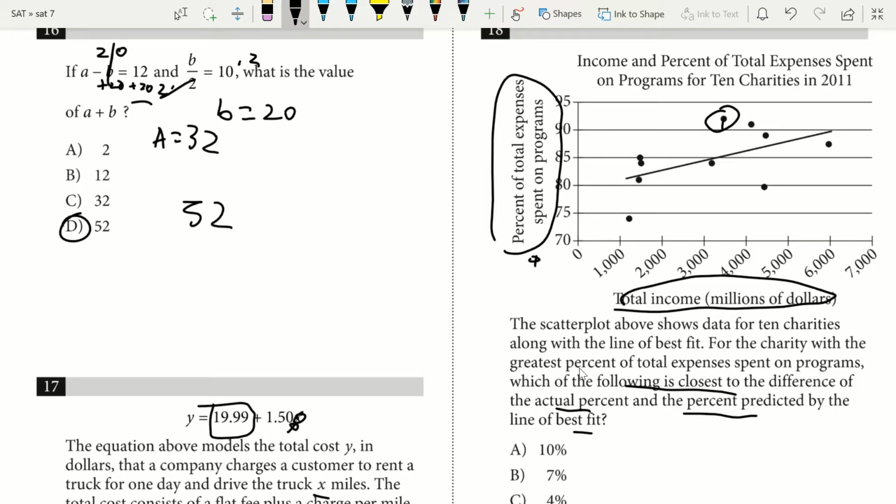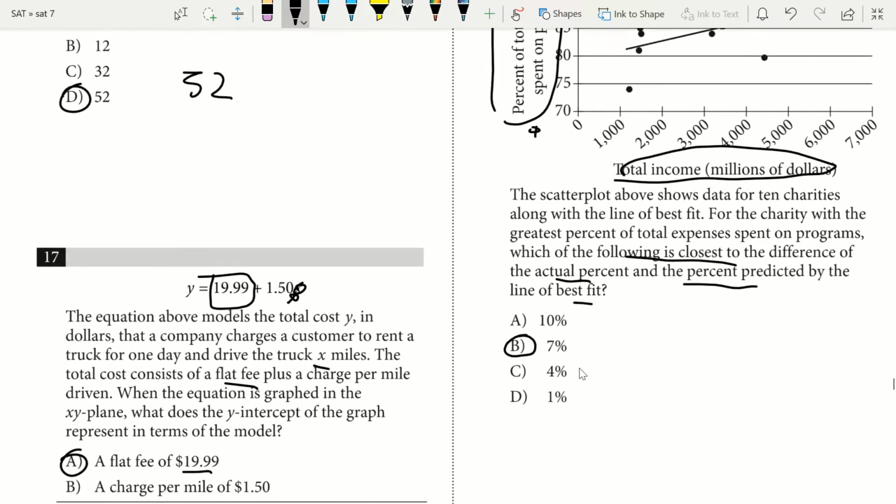All right, so I'm looking for my difference from here to here because this is my greatest value for my y. So now I look at that, I see this is about 85 and I see this is about 92. That's going to be a difference of 92 minus 85, 7%. So my answer is going to be B.